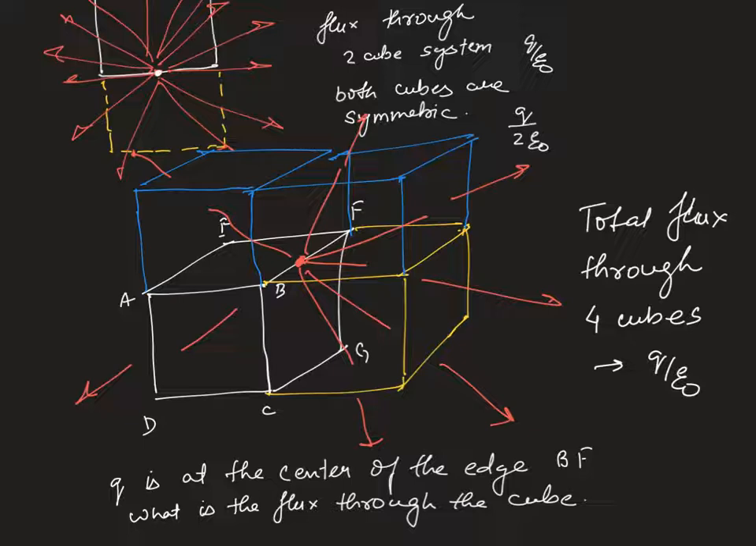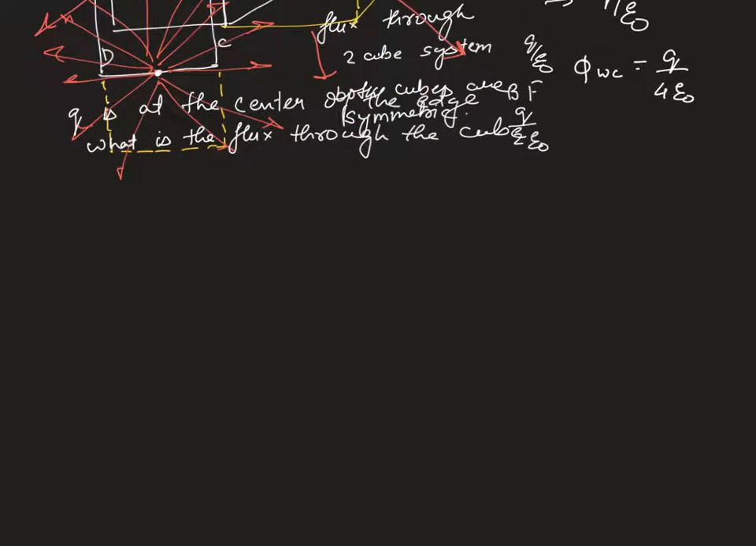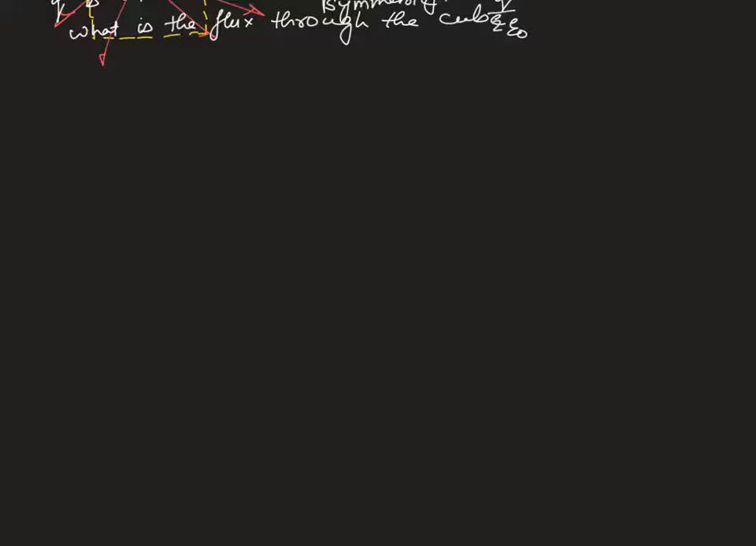And if the situation is absolutely symmetric, the flux through each cube, let's say the white cube, is going to be q by how much? 4 epsilon naught. And why is that? Because the arrangement is symmetric, and by principles of symmetry we have found out that 4 cubes need to cover the charge. Likewise, we can move on to a further even more difficult problem.